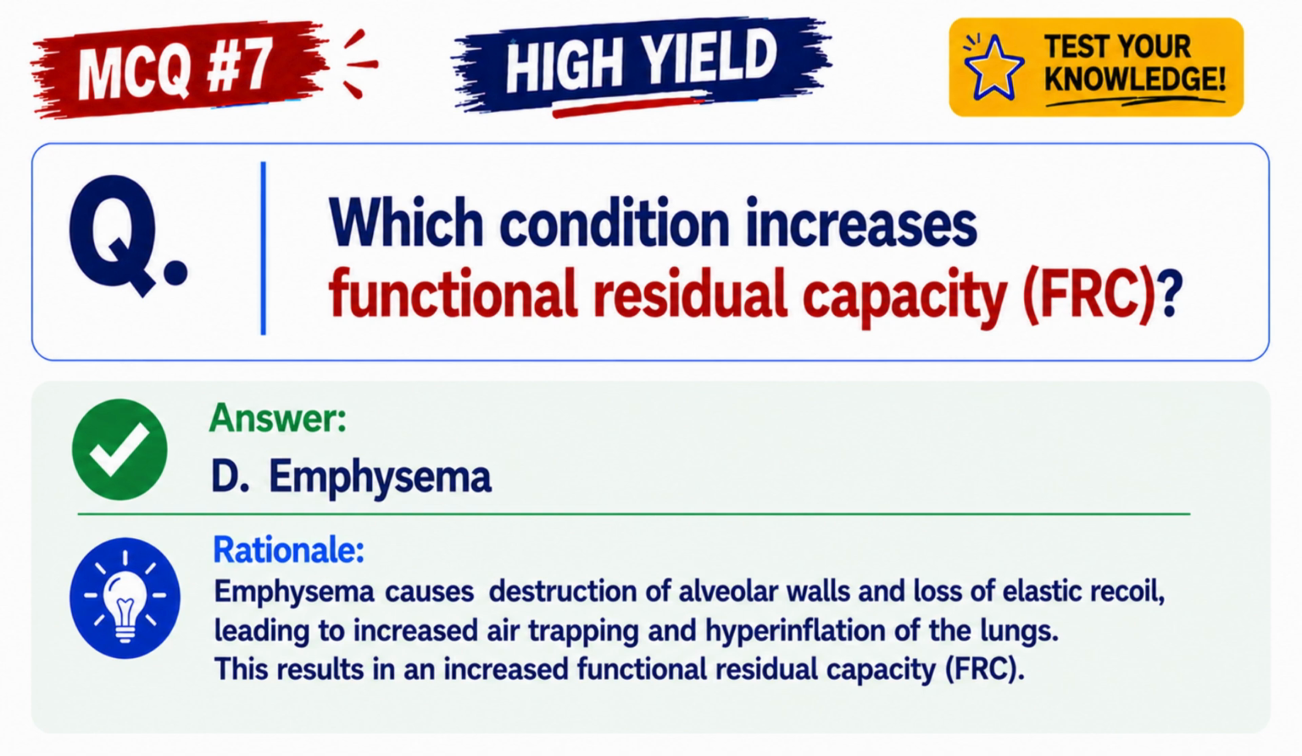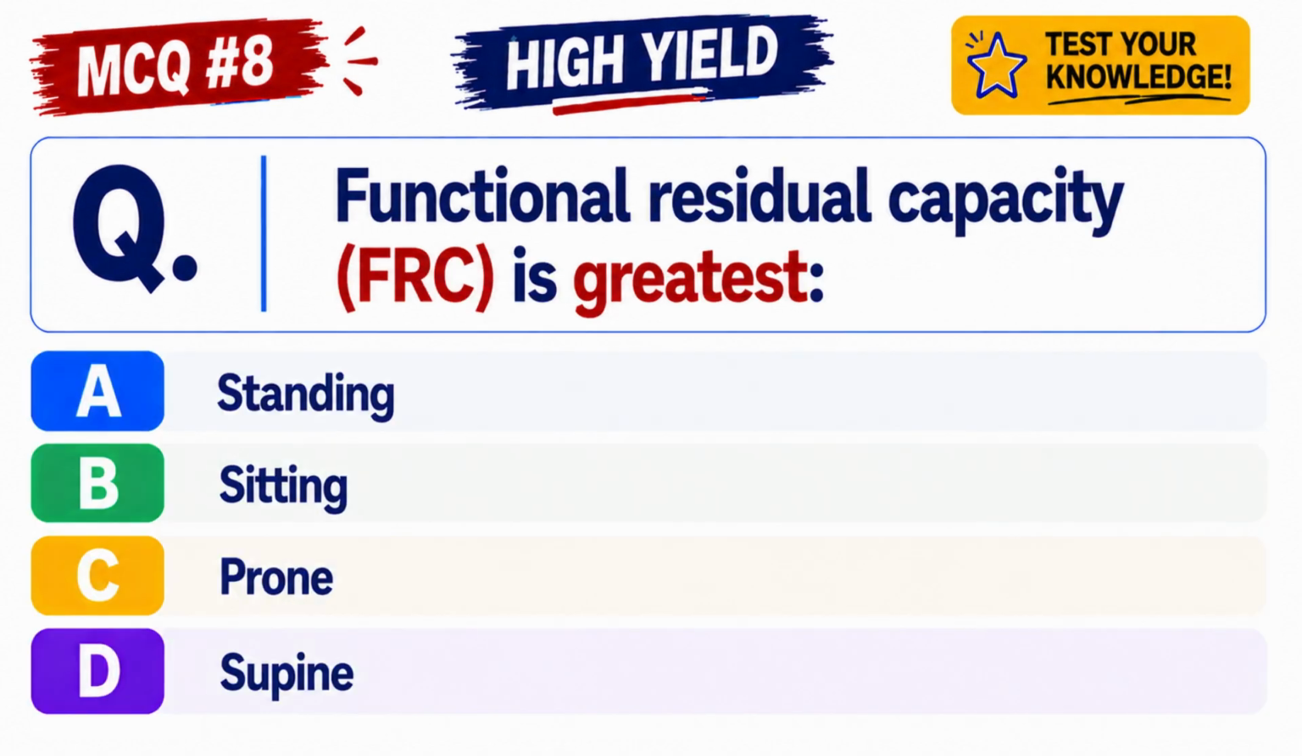Three things that decrease FRC. Three reasons your anesthetized, supine, pregnant patient desaturates fastest of all. Emphysema increases FRC. Everything else on this list decreases it. Question 8.